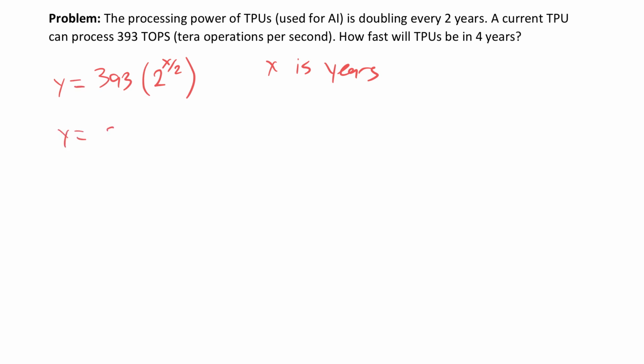So now we go ahead and do 393, 2 to the power of 4 over 2. Make sure on your calculator, depending on the one you have, you might have to put this exponent in brackets itself. So it types in properly, and you should get 1572 TOPS, or tera operations per second.